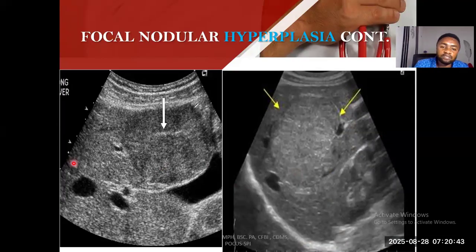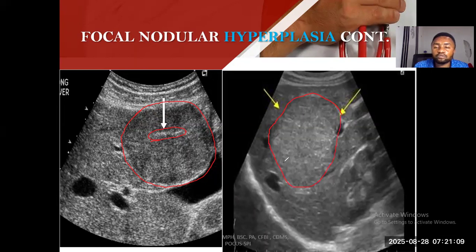Have you seen the central stellate scar? You see, this is the lesion. Very nice lesion over there. This is the central stellate scar. A scar appears white. That's the central stellate scar. This is a very huge lesion. I'm not seeing the scar within.